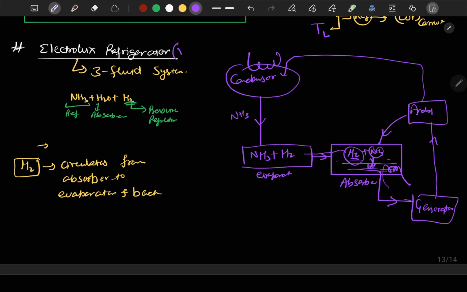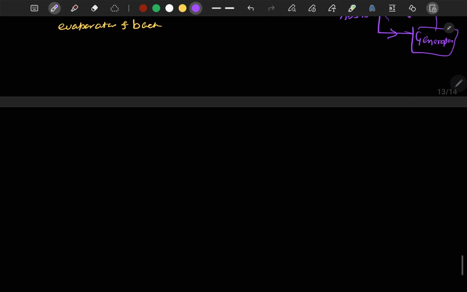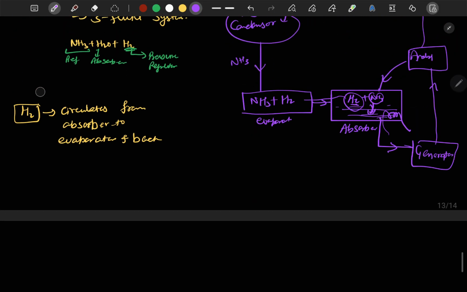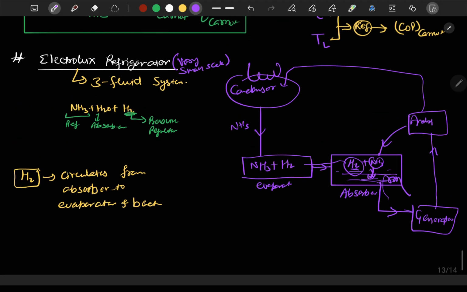I hope you understood this Electrolux refrigeration. This is only possible for very small scale operations. It was generally used in domestic refrigeration in early times, not nowadays. I hope you understood this point.